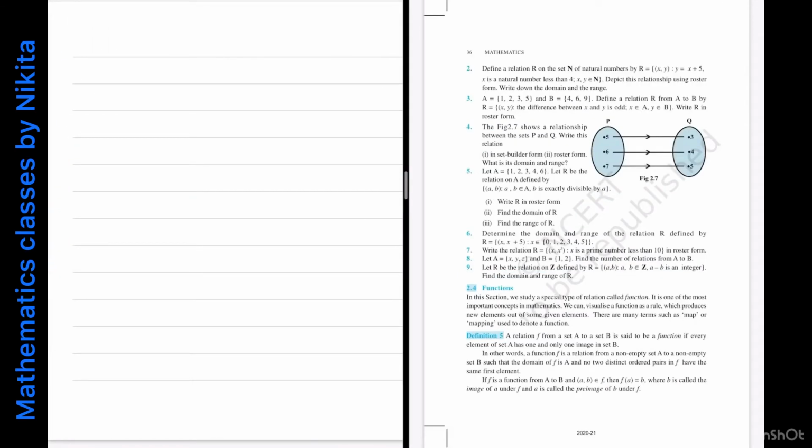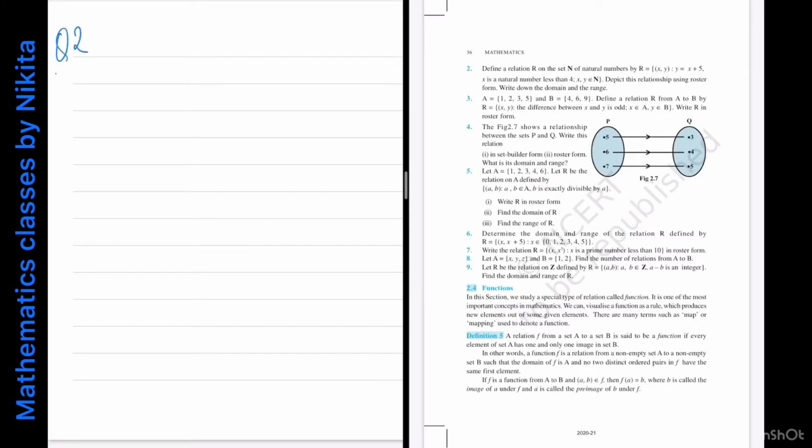Question number 2 says: define a relation R on the set N of natural numbers by R = {(x, y) : y = x + 5, where x is a natural number less than 4}. Okay, so x is a natural number less than 4, so x can take the values 1, 2 and 3. Depict this relationship using roster form. Write down the domain and the range.